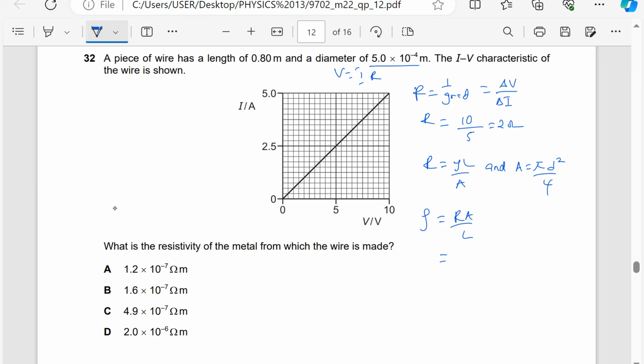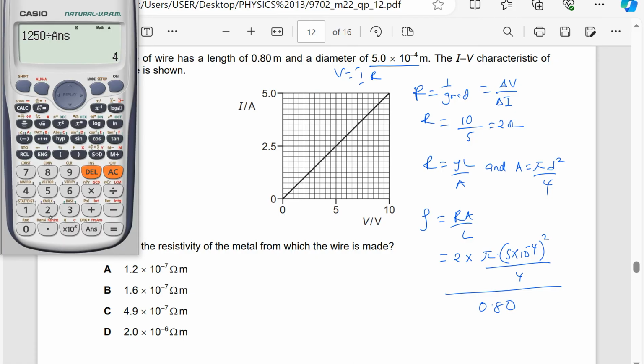So I'm substituting. R is 2. The area is going to be pi times diameter, which is 5 times 10 to the power of minus 4. But this is squared. Then we divide this by 4. Then divide by the length of the wire, which is 0.80.